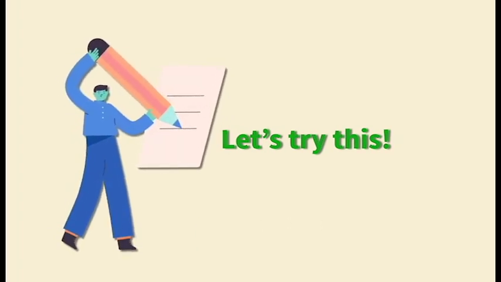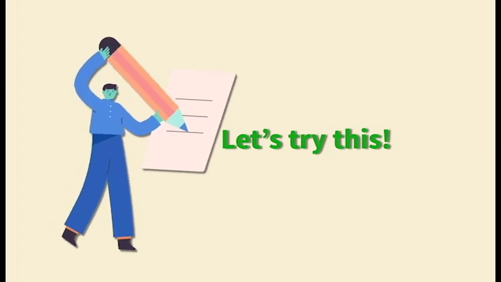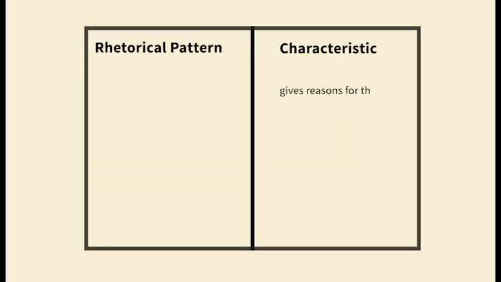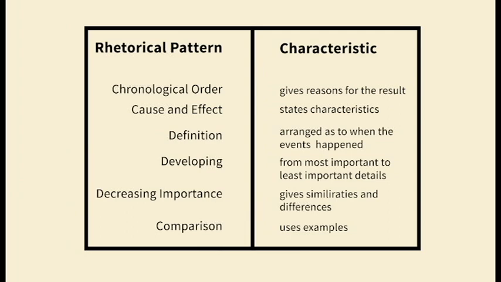Let's try this. Match each of the rhetorical patterns with their characteristics in the opposite column. Use connecting lines to indicate the answers. Check your answers with those in the matching answer key of this lesson when you sign in to your online LMS account. If you had a few mistakes, review the 6 rhetorical patterns again. If you got all the correct patterns, well done! You have understood the different patterns very well.